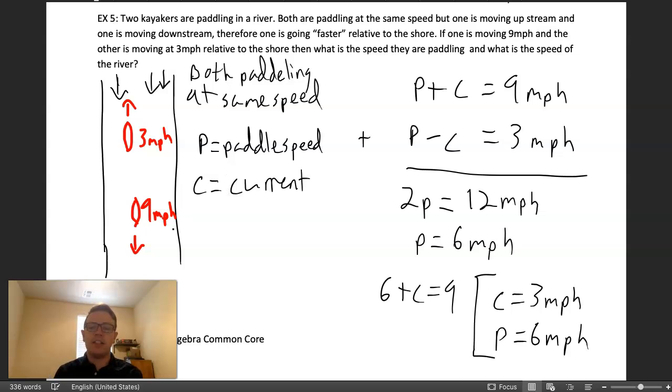And folks, there you have it. That's a couple of different applications that you can see. Go ahead and try these on the homework.